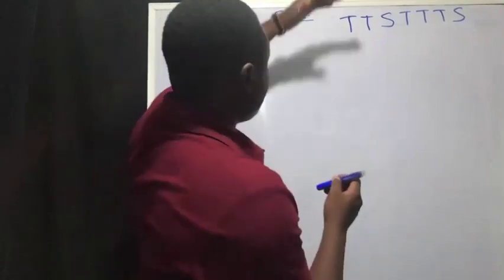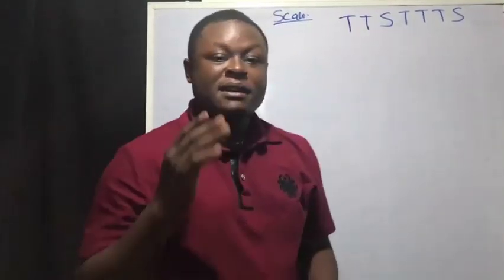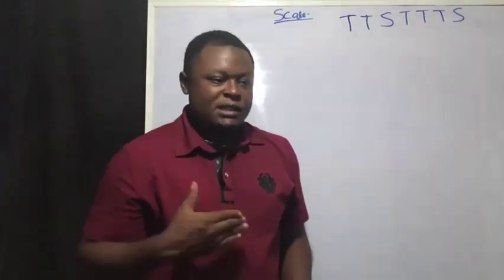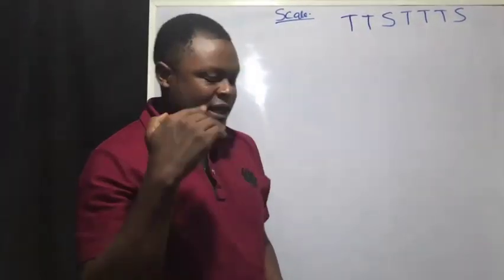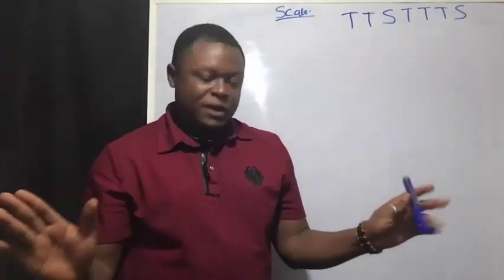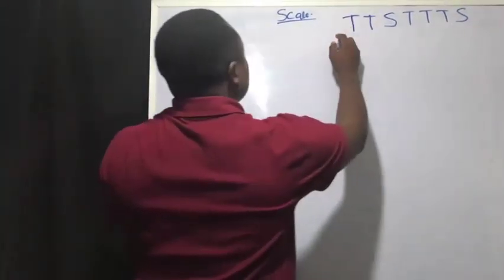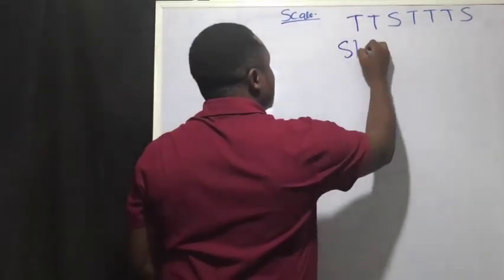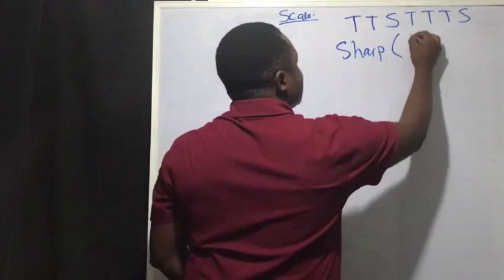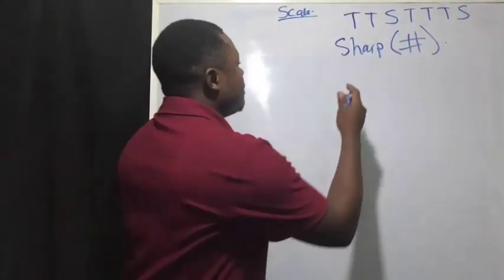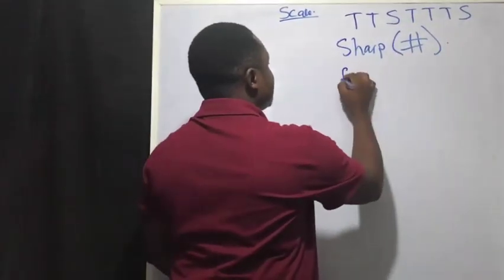Now, semitone. A semitone refers to half of a tone, which is 1 movement rather than 2. It is a movement either forward or backward. Are we fine with that? Now, let me introduce us to another concept, which is sharp. This is the symbol, the hash symbol, just like you have the hash on your phone. Now, this is sharp, then flat.